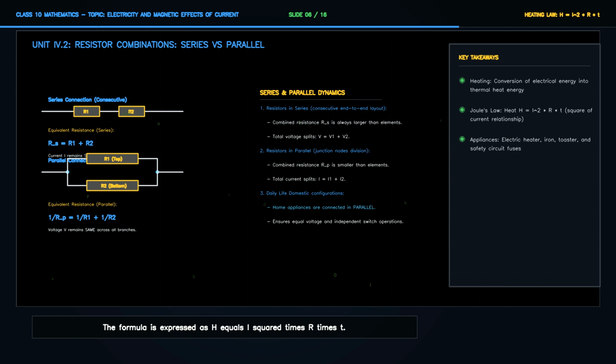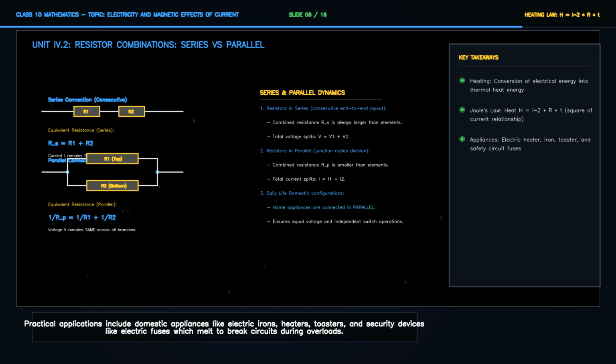Practical applications include domestic appliances like electric irons, heaters, toasters, and security devices like electric fuses, which melt to break circuits during overloads.